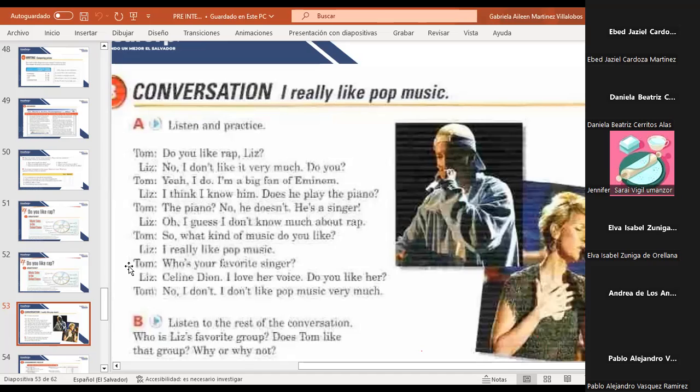So what kind of music do you like? I really like pop music. Who's your favorite singer? Celine Dion. I love her voice. Do you like her? No, I don't. I don't like pop music very much. Okay, thank you.